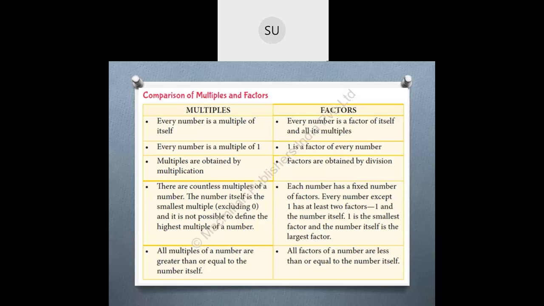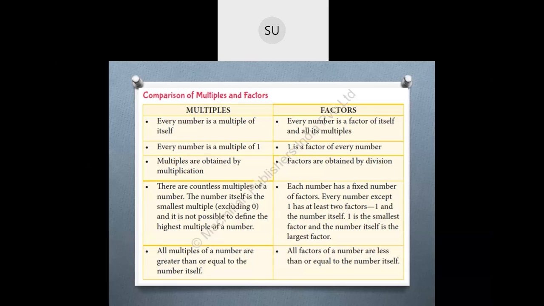Then multiples are obtained by multiplication. You get multiples by multiplication and factors by division. Then there are countless multiples for a number. There are an infinite number of multiples for any number.